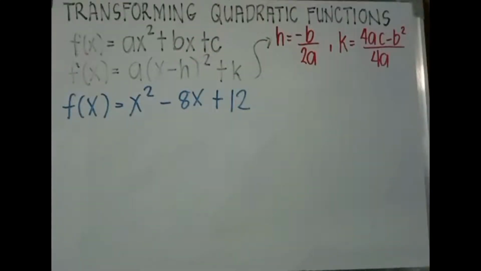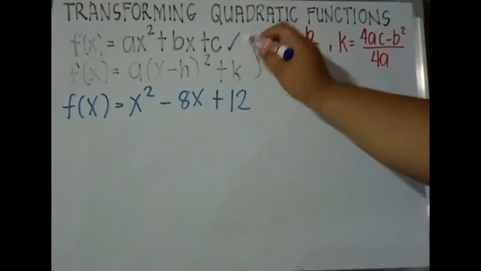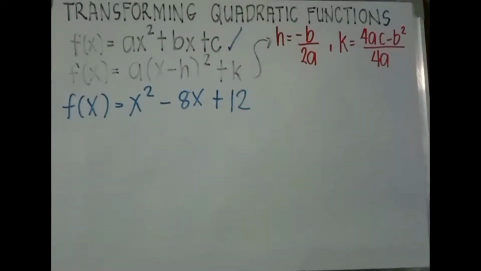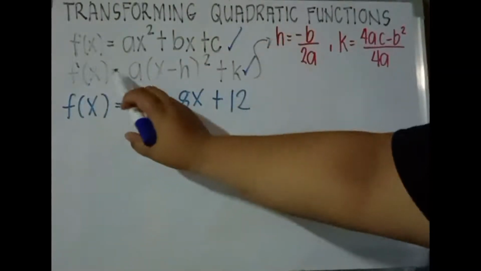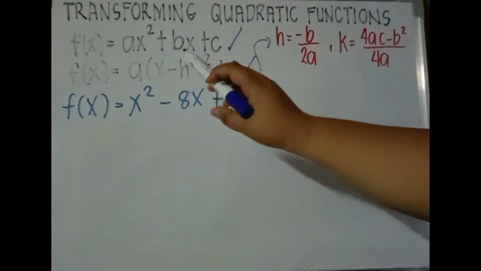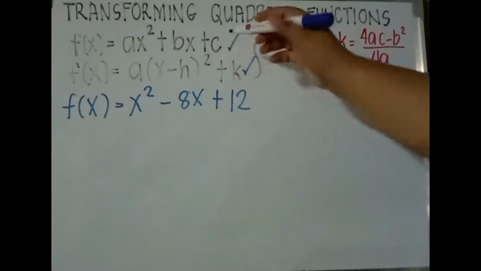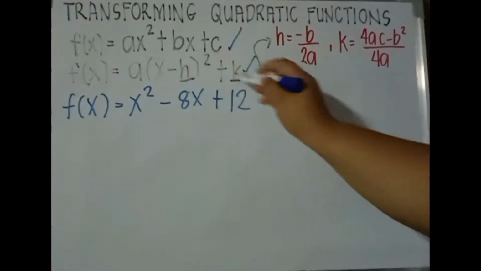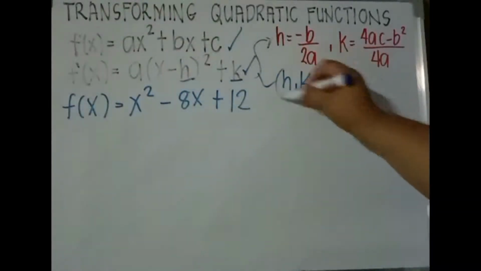Alright, so we will be transforming quadratic functions. Basically, we have forms of quadratic functions. You have this one, which is f of x is equal to ax squared plus bx plus c. That is the general form. You also have this one, f of x is equal to a times the quantity of x minus h squared plus k, which is your vertex form. As you can see, if you compare these two forms, in your vertex form you have your h and k. That is actually the vertex. Your h, k is the vertex.